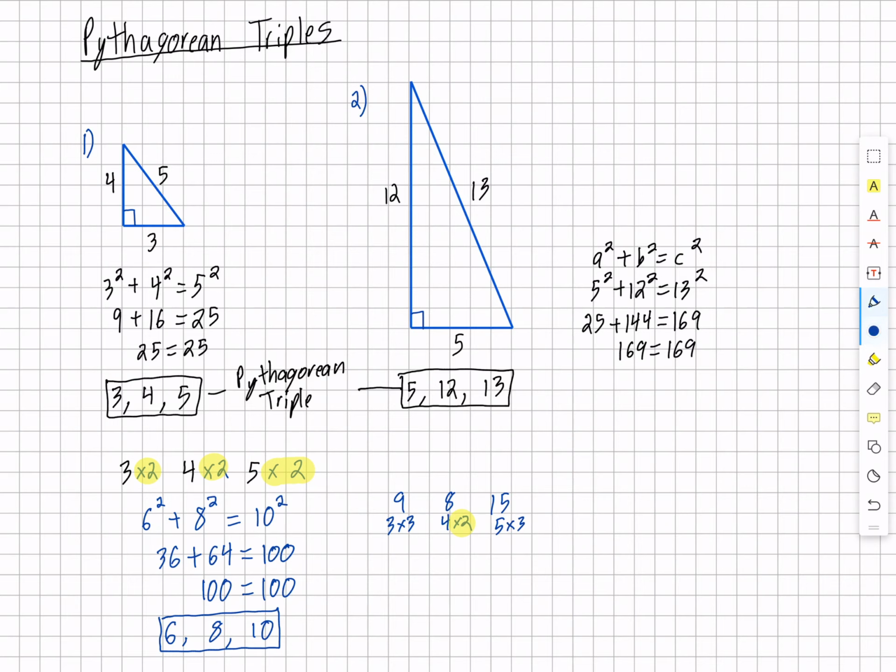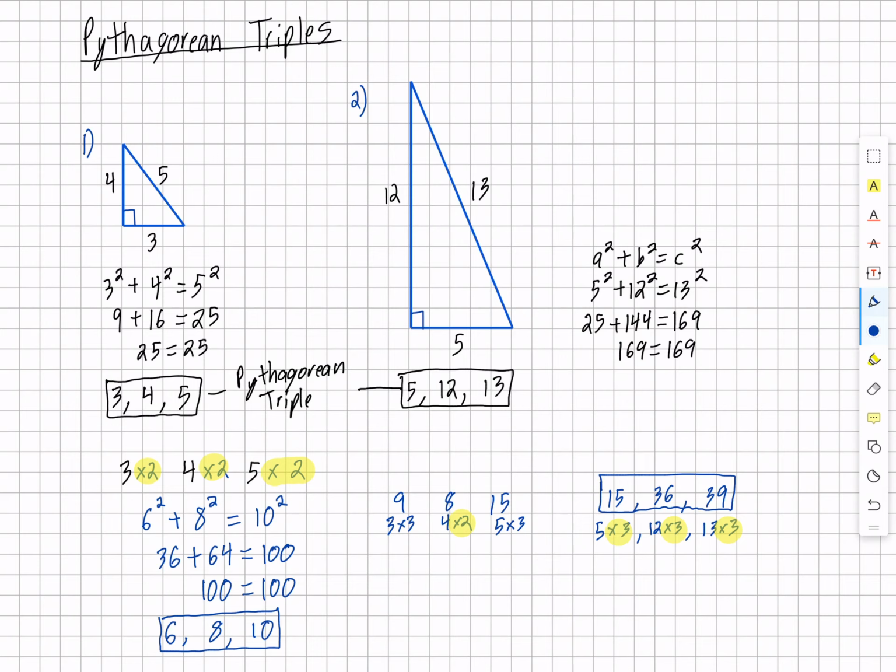And then, as another example, if we took this 5, 12, 13, say we had a triangle with legs 15, 36, and then the hypotenuse was 39. This one would be a Pythagorean triple because we'd have 5 times 3, 12 times 3, and then 13 times 3 as well. So they'd all be multiplied by the same thing. Times 3, times 3, and times 3. So this one would indeed be a Pythagorean triple.